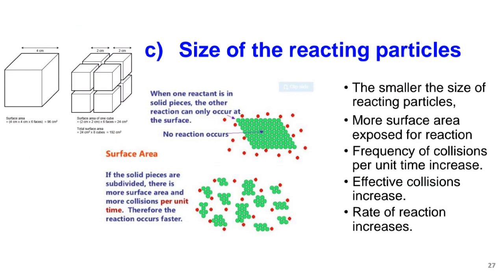Size of the reacting particles also affects the rate of reaction. Increasing the surface area of solid reactants increases the number of particles that are exposed and available to react, and as a consequence, this increases the frequency of particle collisions. Therefore, the rate of reaction increases.